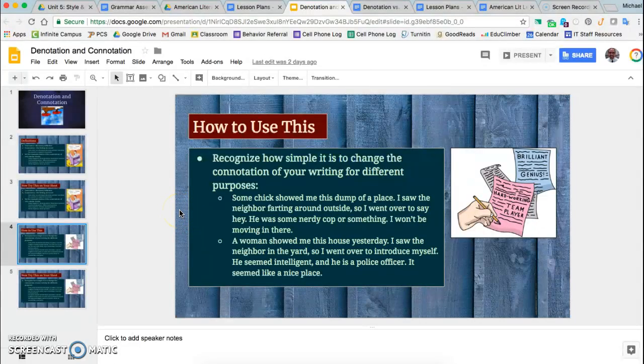I saw the neighbor farting around outside, so I went over to say, hey, he was some nerdy cop or something. I won't be moving in there.